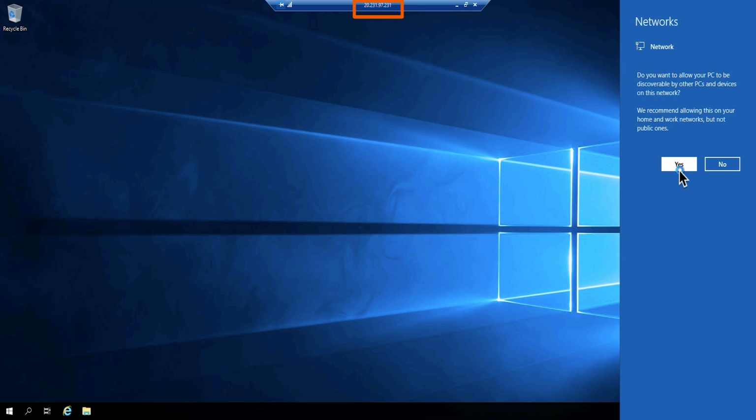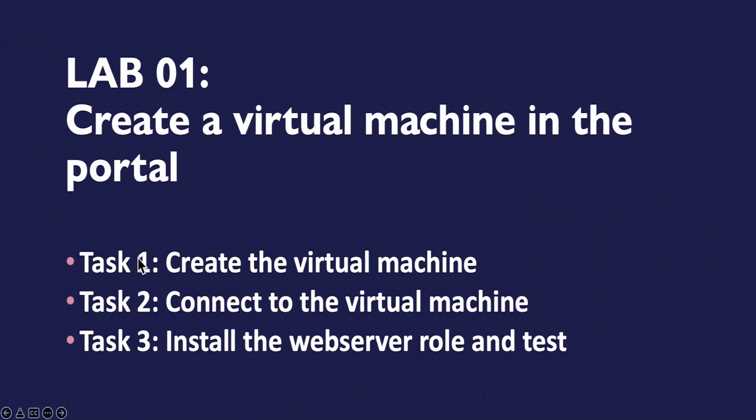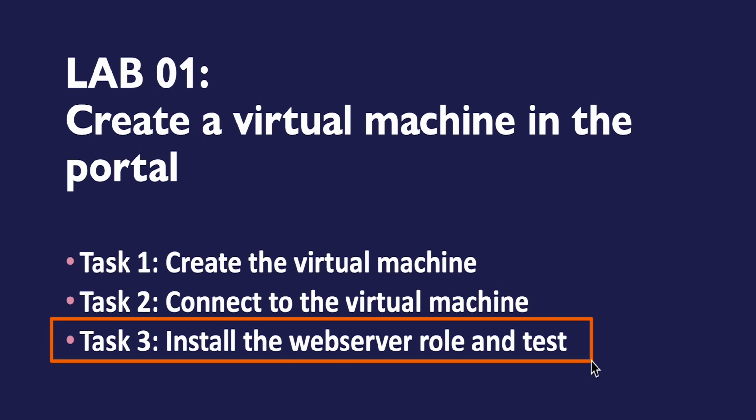I'm going to accept the default network. So we have completed the first two tasks, which were creating a virtual machine and connecting to the virtual machine. The third task is to install the web server role and test it. So let's go and do that.